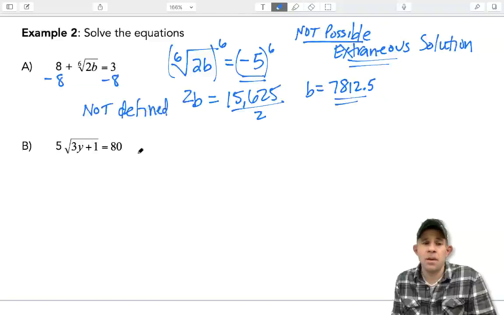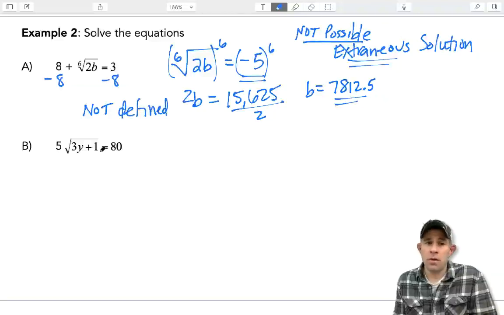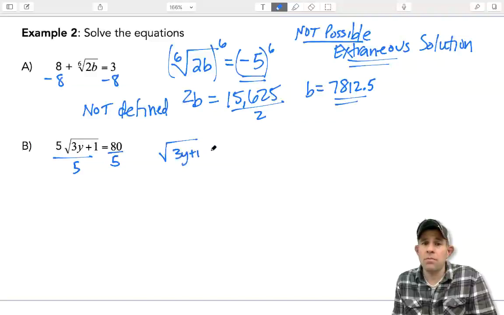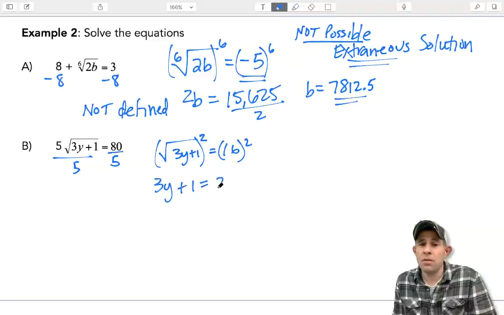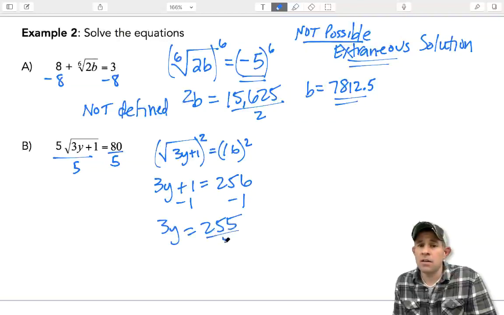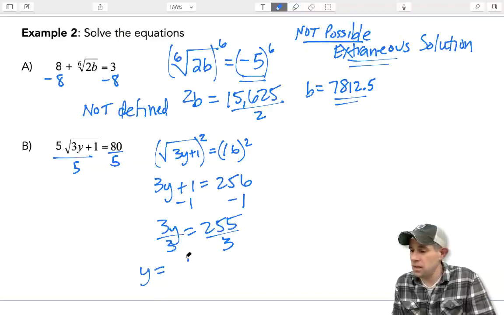All right. Letter B now, we have 5 times the square root of 3y plus 1 equals 80. We'll start by dividing both sides by 5, and that gives us the square root of 3y plus 1 is equal to 16. Undo the square root by squaring both sides, and that leaves us with 3y plus 1 is equal to 256. We'll subtract our 1. 3y is equal to 255. Divide both sides by 3, and y is going to be equal to 85.